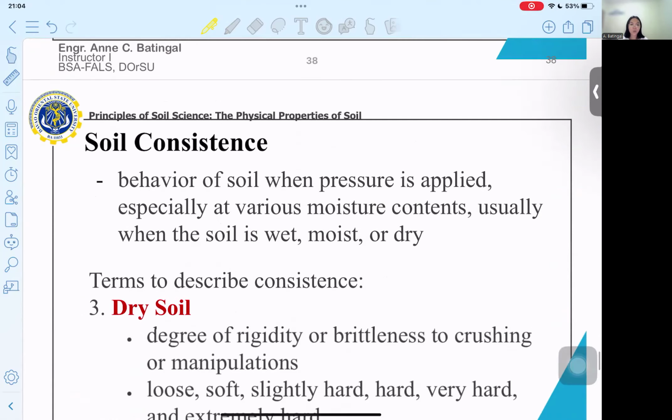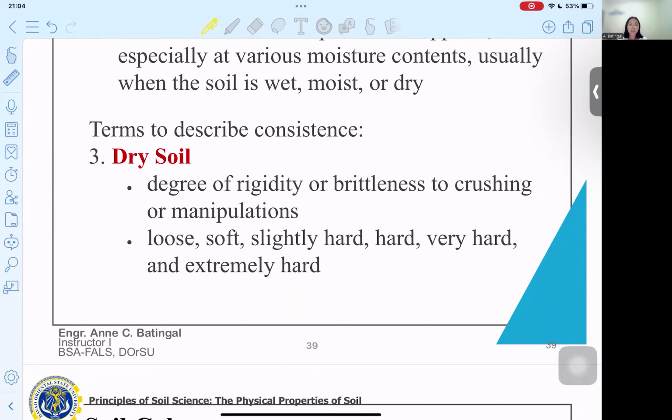And lastly, you have your dry soil. Now, dry soil characterizes your soil in terms of its rigidity or brittleness. So, it ranges from loose, like sand, to soft, like silt, and then scales up to hard, very hard, and extremely hard. Now, if you need a hammer to break your soil clod, that's the time you're dealing with an extremely hard consistence. Okay, so what is the practical application of your soil consistence?